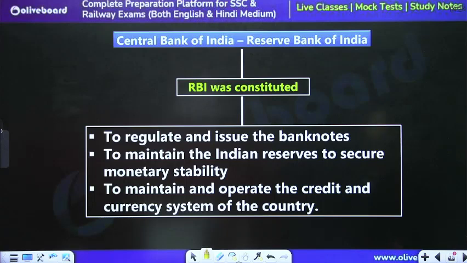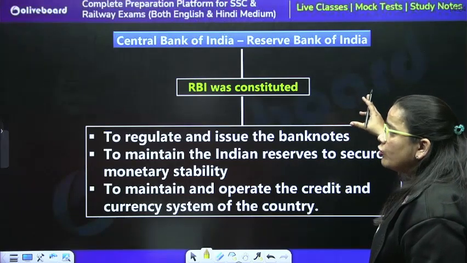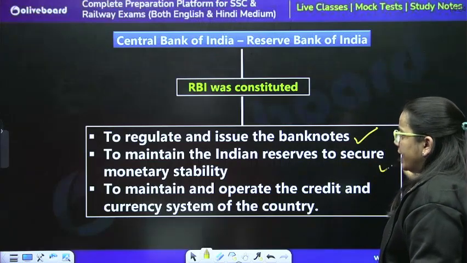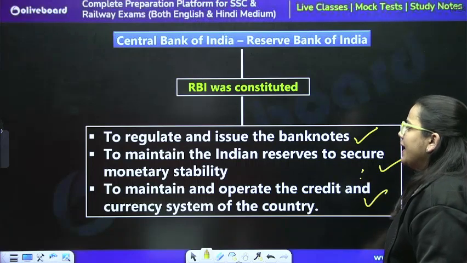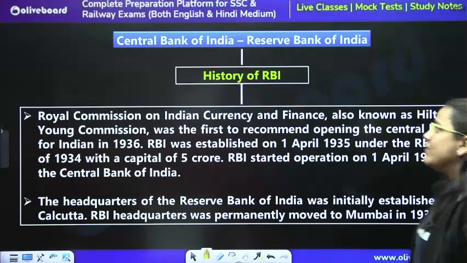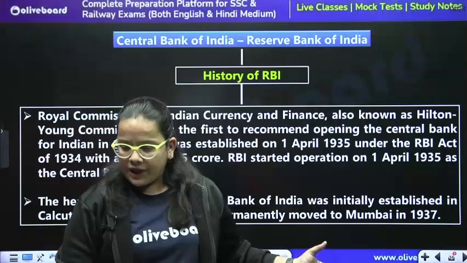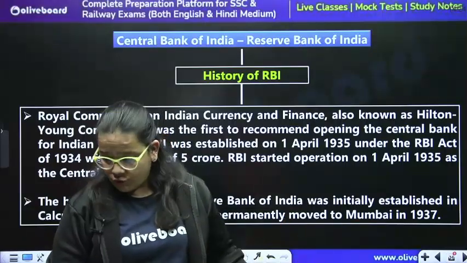RBI was constituted. As you already know, the Central Bank of India, or RBI, was constituted to regulate and issue the banknote, to maintain the Indian reserves, to secure monetary stability, and to maintain and operate the credit and currency system of the country. Now, what was the history of RBI? This defines a particular structure of RBI, or how it was formed, right?